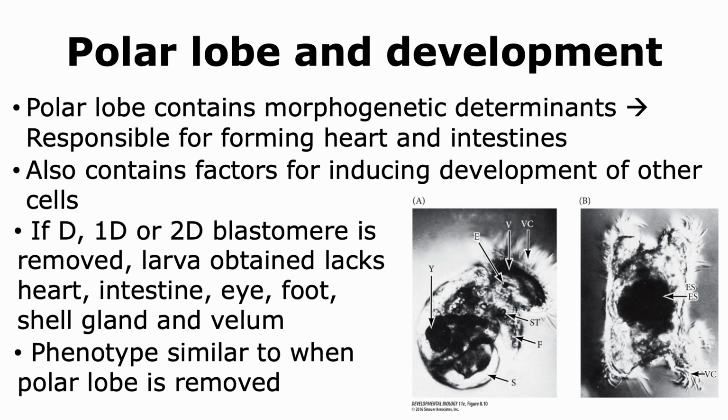The figure to the left, which is panel A, is normal development of the embryo, where all the blastomeres are intact. However, when we look at panel B, to the right, a blastomere has been removed, and the one that has been removed is the D blastomere. Because of this, there is incomplete development. Thus, the embryo where the D, 1D, or 2D blastomere has been removed shows a phenotype similar to when the polar lobe is removed.